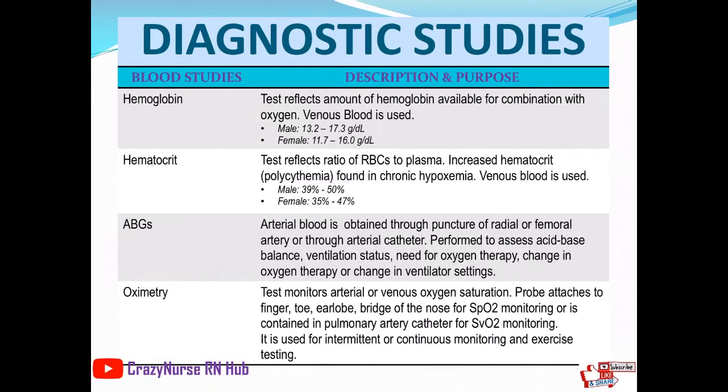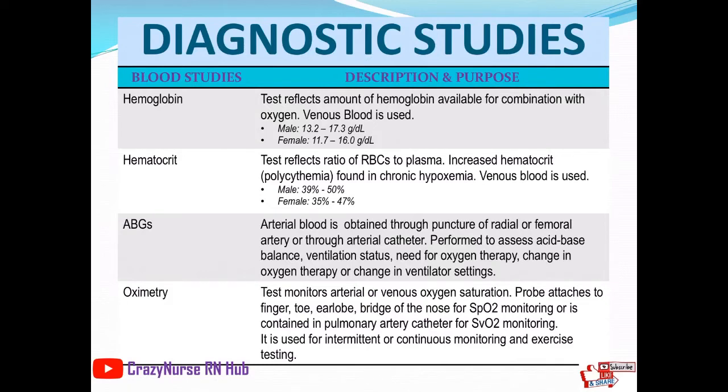Next, we have your hematocrit. This is the test that reflects the ratio of RBCs to plasma. Increased hematocrit, which we call polycythemia, is found in chronic hypoxemia. Venous blood is also used in this diagnostic or laboratory test. For the normal range for males, we have 39% to 50%. For females, we have 35% to 47%.